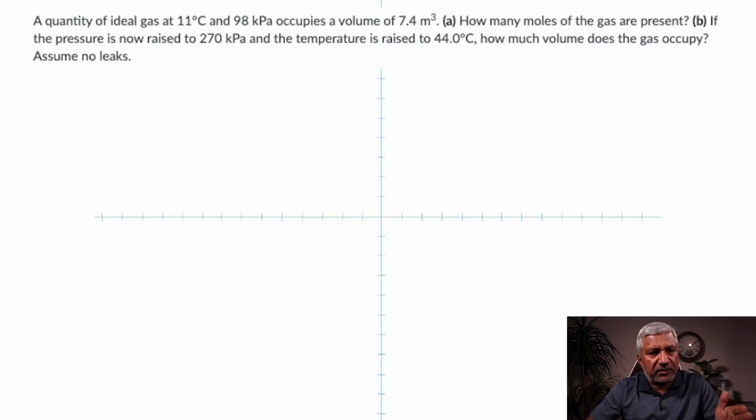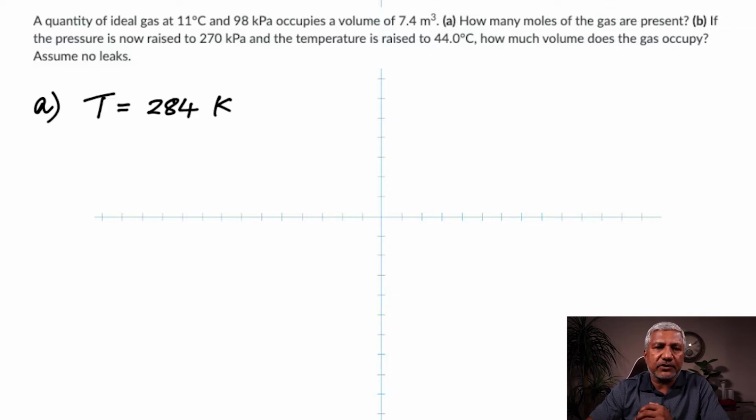So you have the temperature, you have the pressure, and you have the volume. How many moles of gas are present? This is easy. You just have to use the ideal gas equation. I'm sure you know the ideal gas equation, do you? PV is equal to nRT. Okay, so I changed the temperature to Kelvin.